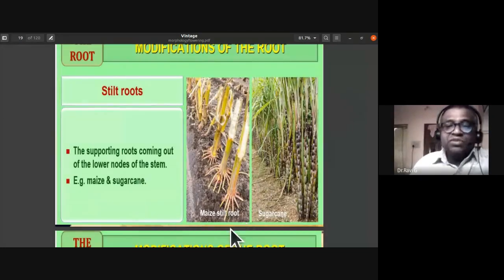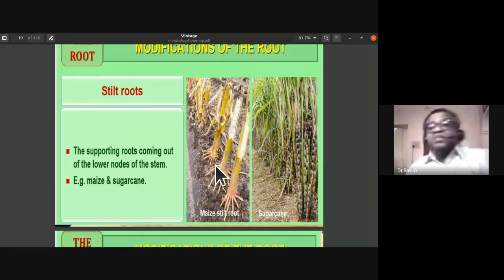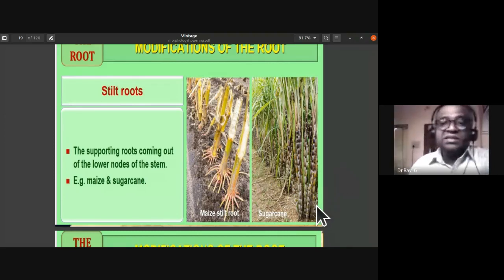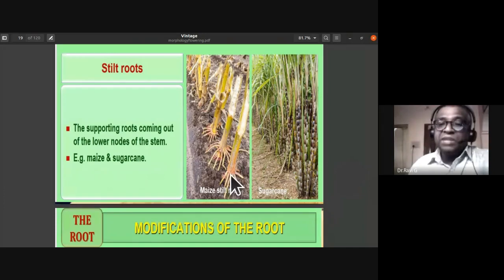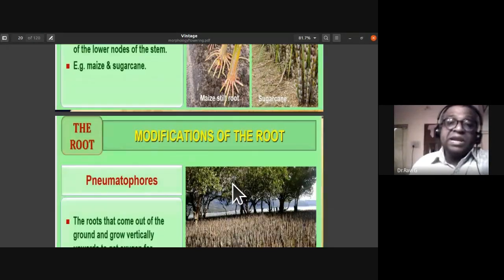Then there are stilt roots, which you find in maize. They provide mechanical strength to the plants. Even in sugarcane, you can find these supporting roots coming out from the lower nodes of the stems. We call them stilt roots. You can notice them in sugarcane and maize. Sugarcane is the sweetest grass. Maize also shows these stilt roots. Pandanus also has stilt roots.